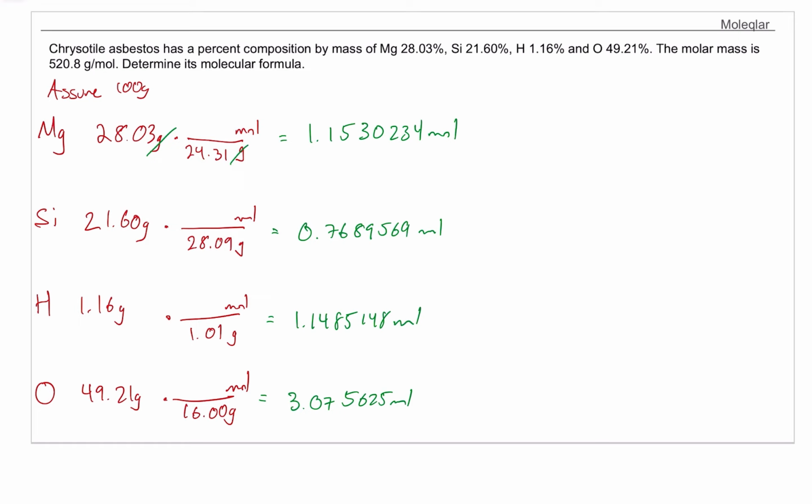Alrighty, so now what we're going to do is look for the smallest mole value and divide all the values by that smallest one. And you can see that it's going to be 0.76. So we're going to take that number and divide every single one of these by that value so that we can get a ratio.